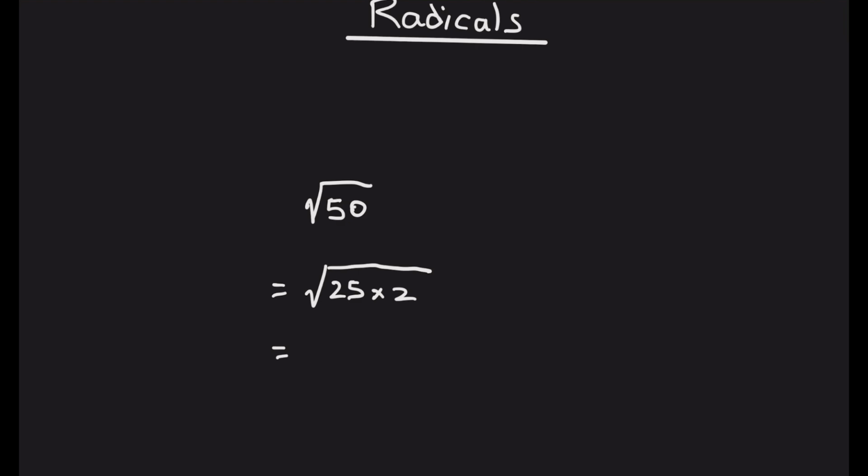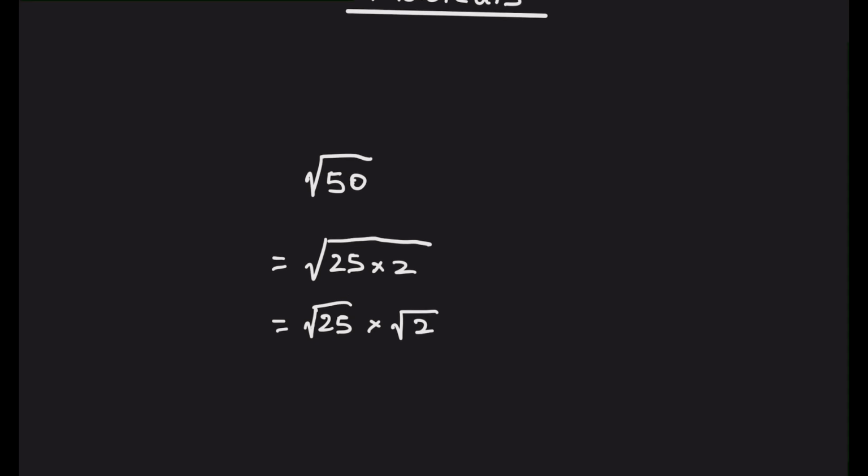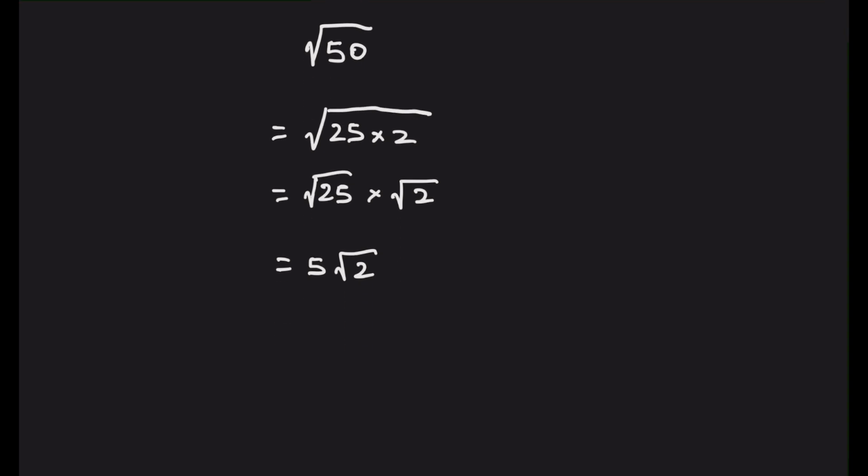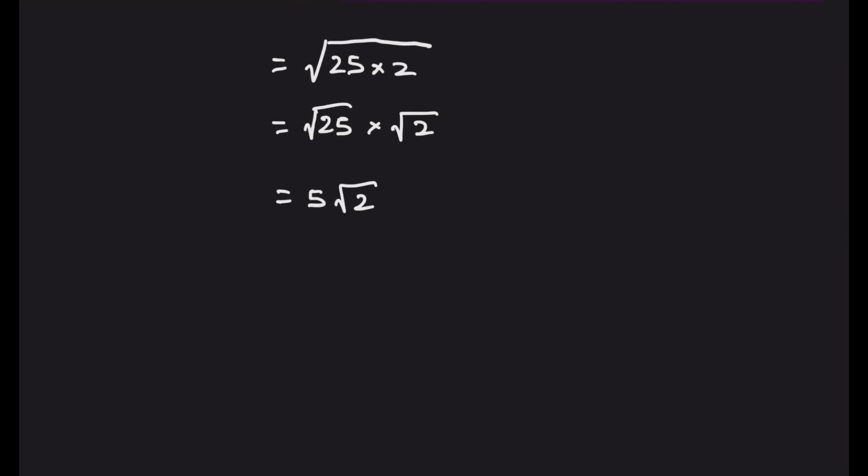You know what, let me rewrite this so it's more clear. You can break this out into its own individual houses, like square roots, like this. And then if you didn't know, root 25 is 5 times root 2. So in other words, it's just 5 root 2. It's pretty simple, but it can get a bit weird.